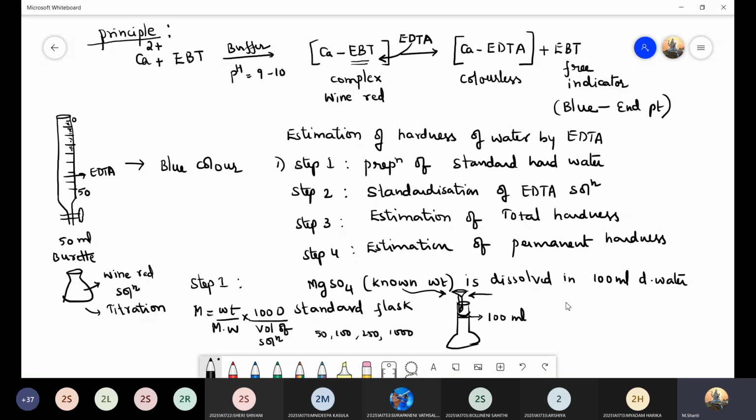Okay, so here weight refers to what? MgSO4 salt weight, whatever you have taken, divided by its molecular weight into 1000 by volume. What is the volume of solution here? 100, because you are preparing a 100 ml standard solution. Substitute accordingly and get the M1. What is M1? M1 is nothing but the molarity of the MgSO4 solution. So that's how you prepare a standard hard water. Am I clear, girls? Yes, ma'am.